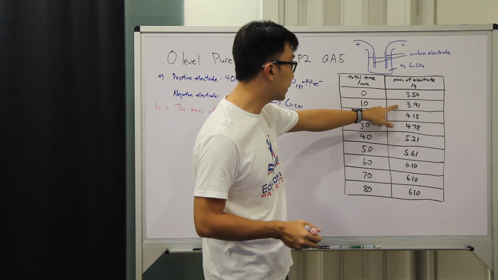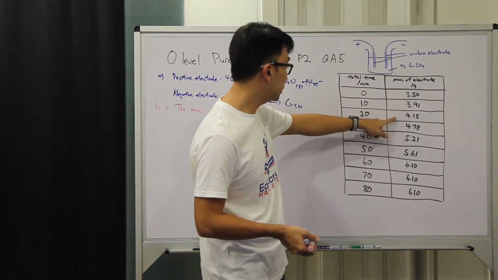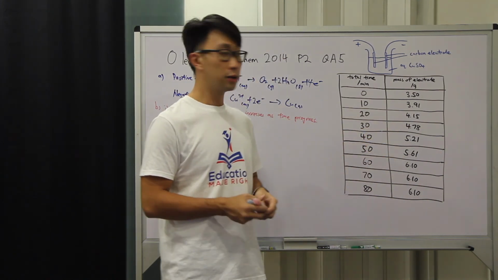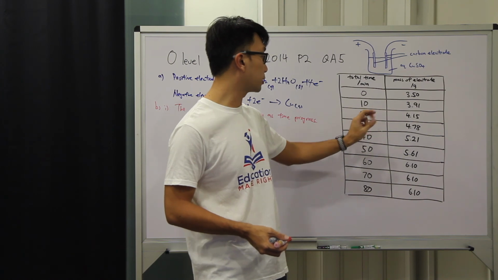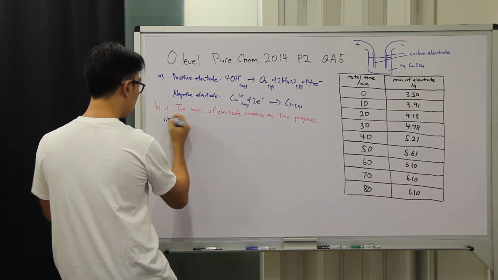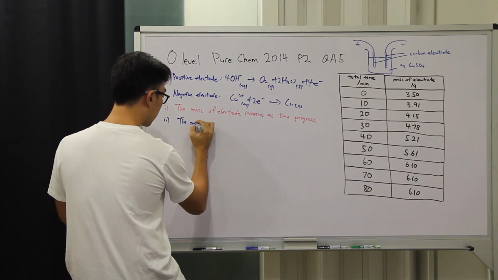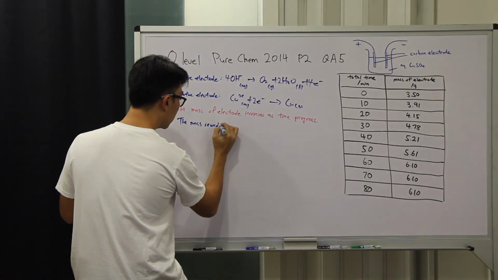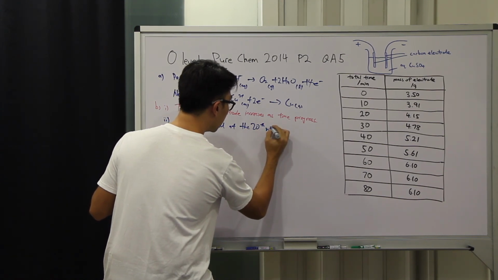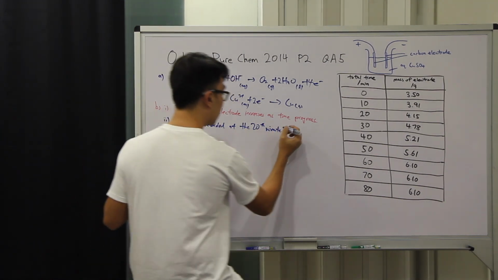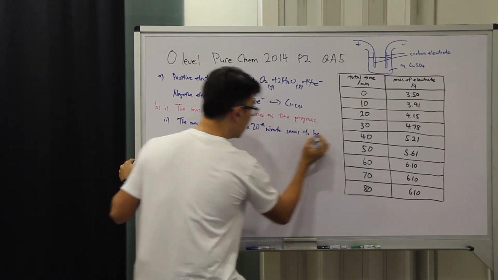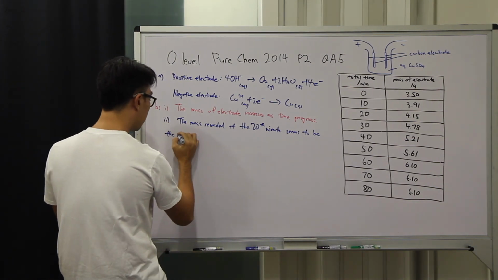From here we can see that it increased by 0.4 gram, here is about 0.24, here is a little more, and subsequently it's all 0.4 gram. So probably the 20th minute has got some error there. So the mass recorded at the 20th minute seems to be the error.